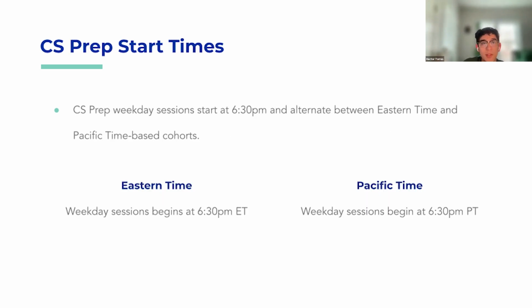So here's our CS Prep start time. Our CS Prep cohorts alternate on Eastern time and Pacific time, and they'll start at 6:30 p.m. in each time zone. And like I said before, they'll alternate between the two. I do recommend, if you have a certain cohort or a certain time that you're aiming for, to just get your application in early. That way you can be considered for that cohort before those applications close.